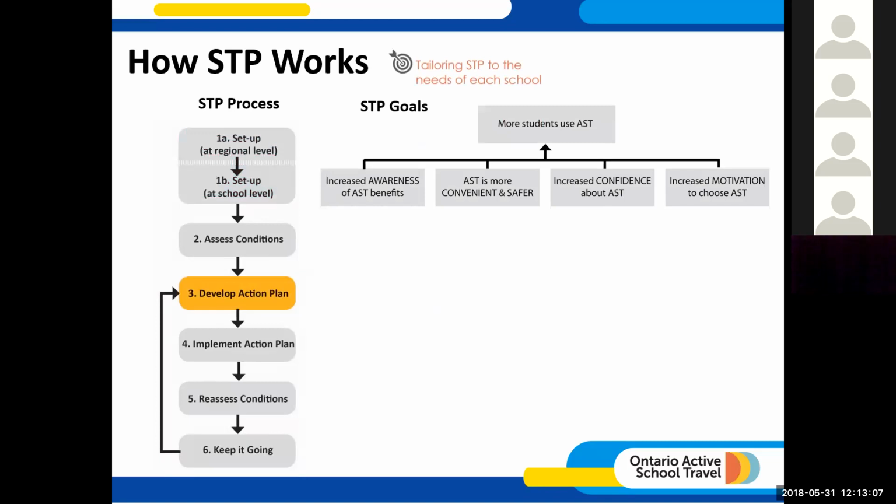Ultimately, STP is striving to increase the rates of active school transportation. That's that acronym you see up at the top there, AST, so walking and wheeling. So to achieve that, we work to accomplish several sub-goals. We've got increasing awareness of the many benefits of active school travel. Then we've got making active school travel a more convenient and safer choice. That might also involve making driving a private vehicle more inconvenient. And then the third one there, the sub-goal is increasing confidence about active school travel, and then increasing motivation to choose active school travel. So by keeping these goals in mind, it can help you craft a comprehensive action plan.